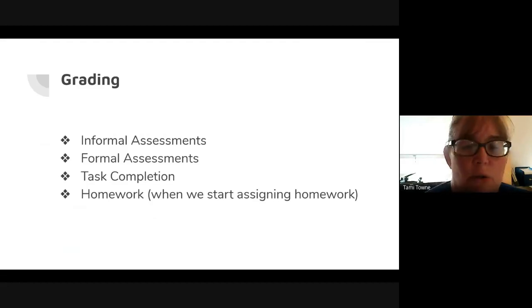Finally, as the year goes on, they will be getting credit for their homework when we start assigning homework. At this point in time, we are not assigning any homework. But if we do get to the point where we start assigning homework again, that will be part of their grade as well.